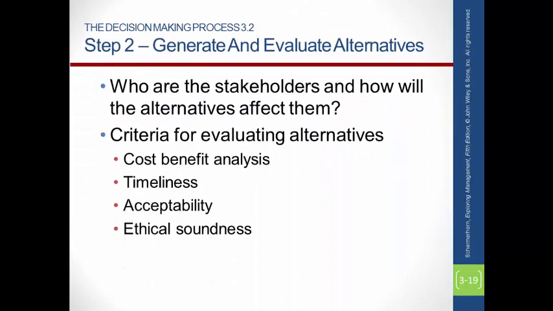Who are the stakeholders and how will the alternatives affect them? Again, stakeholders being anyone who has a stake in that company. Criteria for evaluating alternatives could be a cost-benefit analysis. It could relate to timeliness. Is this something that needs to be taken care of right away, or is this more of a long-term problem? Acceptability and ethical soundness.